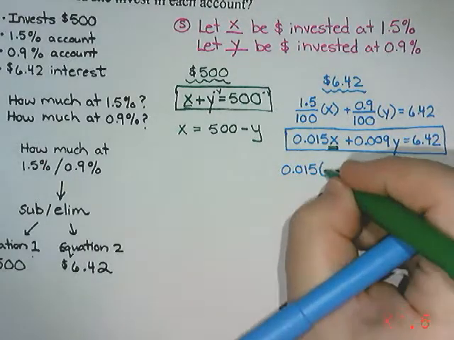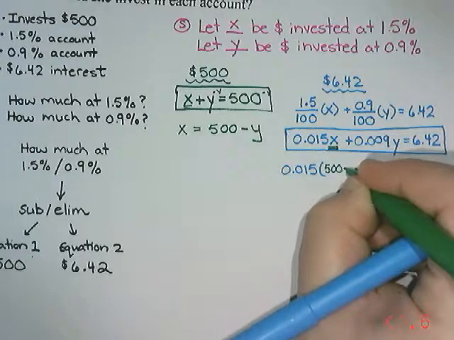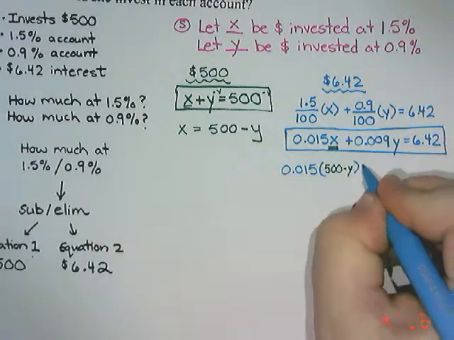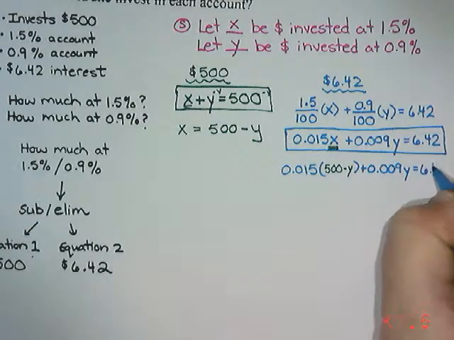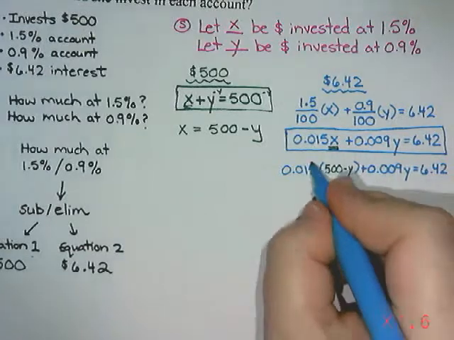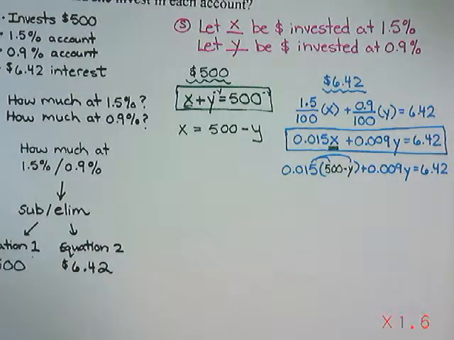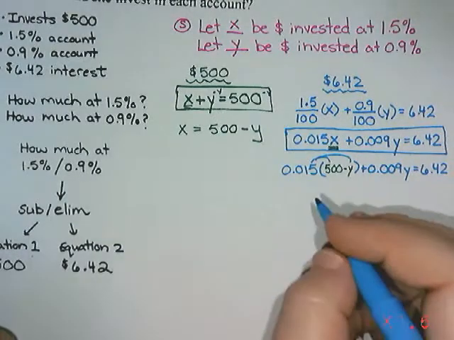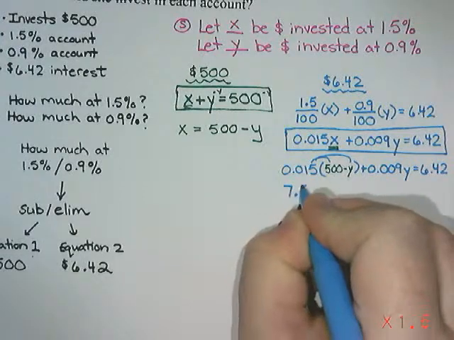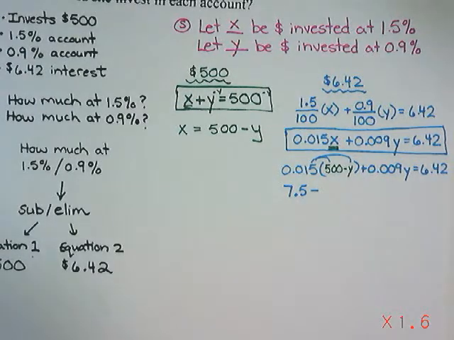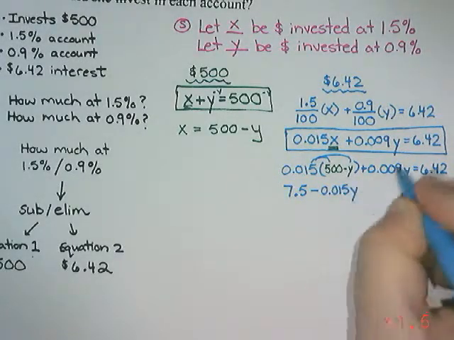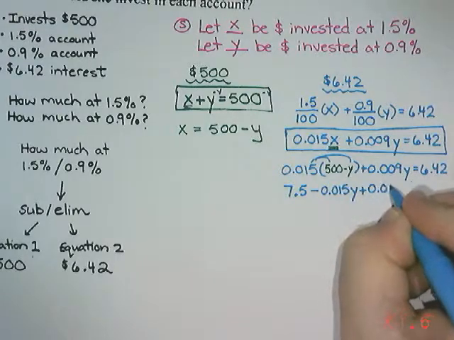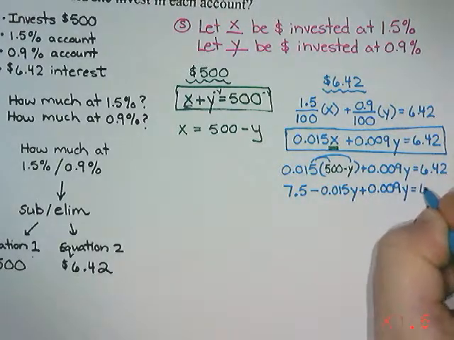times 500 take away y plus 0.009y equals 6.42. I need to expand out the bracket with the help of my calculator. So 0.015 times 500 is 7.5. And then 0.015 times y is negative 0.015y plus 0.009y equals 6.42.